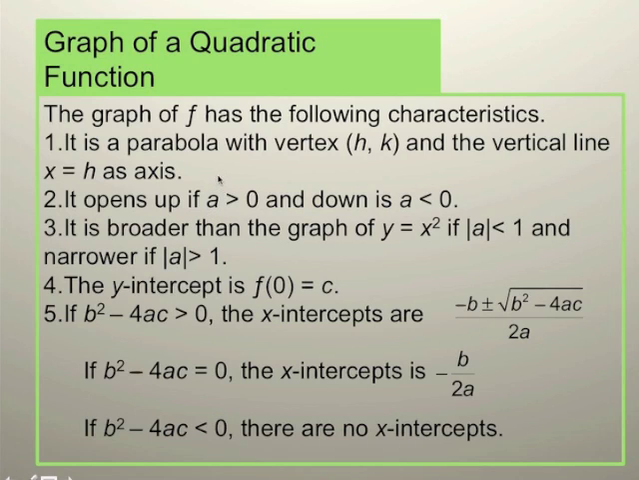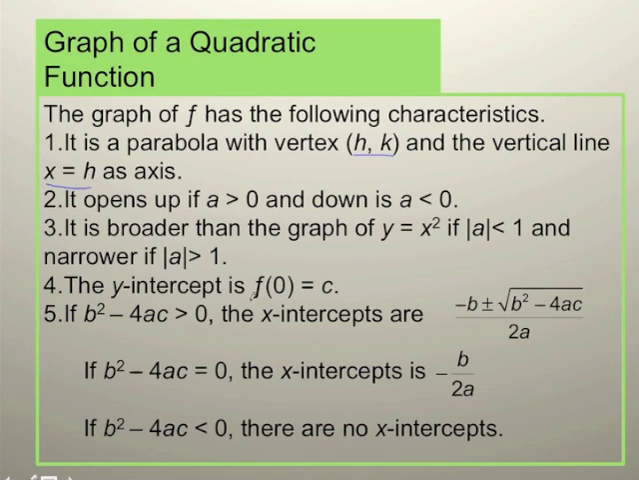Now the graph has the following characteristics. Its parabola has a vertex at (h, k), and the vertical line x equals h is its axis. It opens up if a is positive, and down if a is negative. It's broader than the graph of x squared if the absolute value of a is less than 1, and narrower if the absolute value of a is greater than 1.